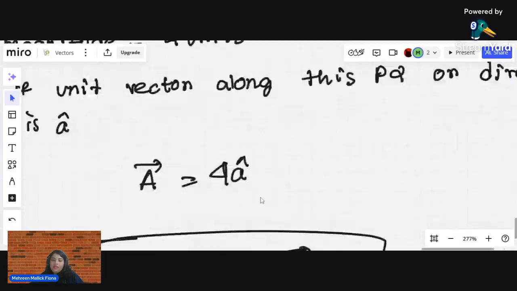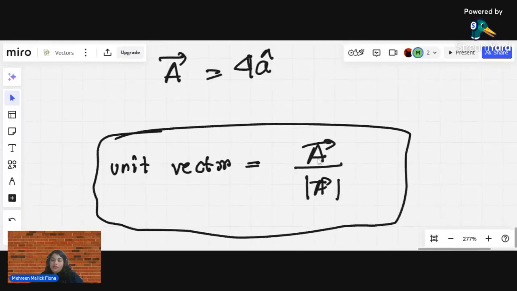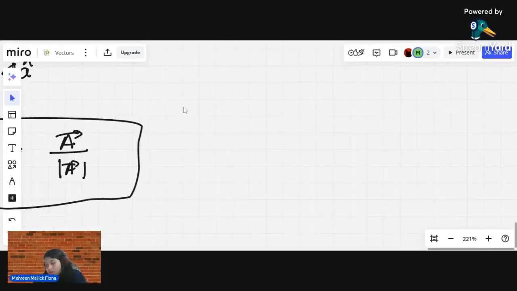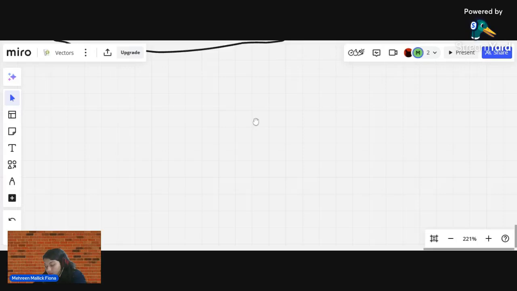So the answer would be like this, and we can deduce a unit vector by putting the original vector at the top and dividing it by its magnitude. So now that we know what a unit vector is, let's move on to another one.